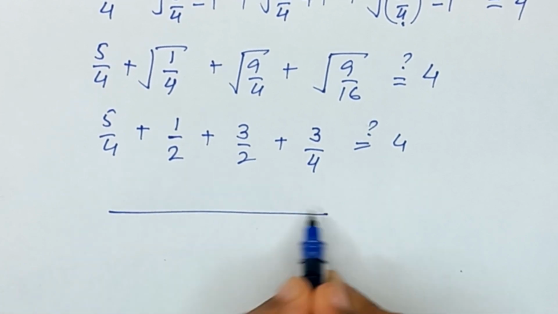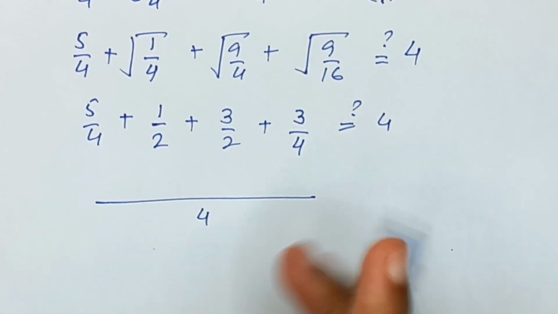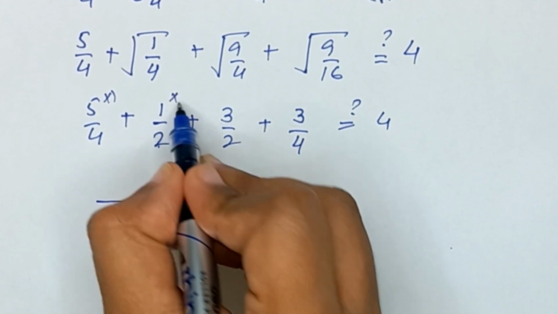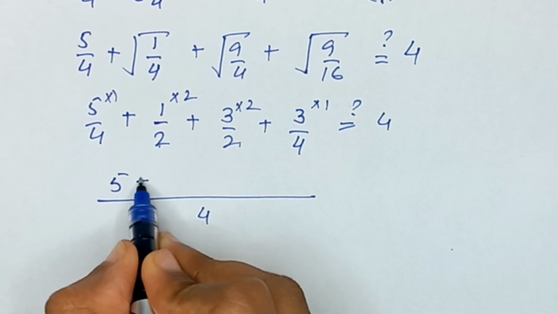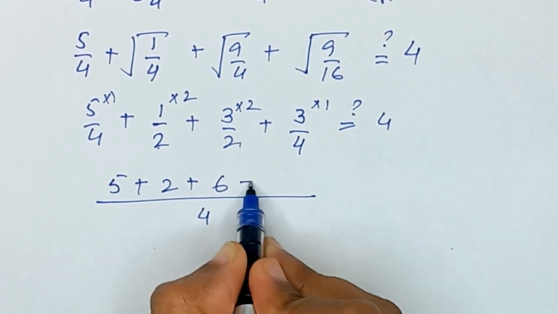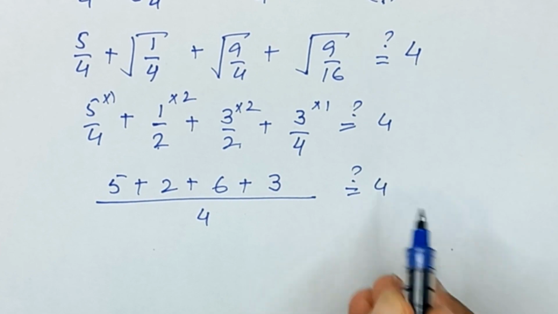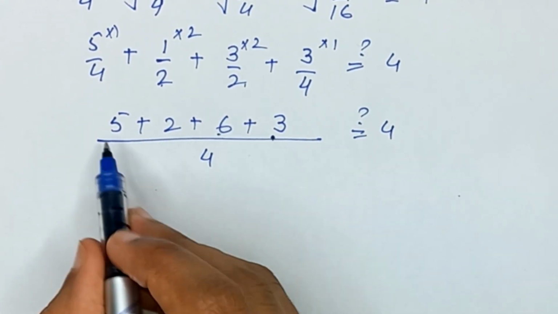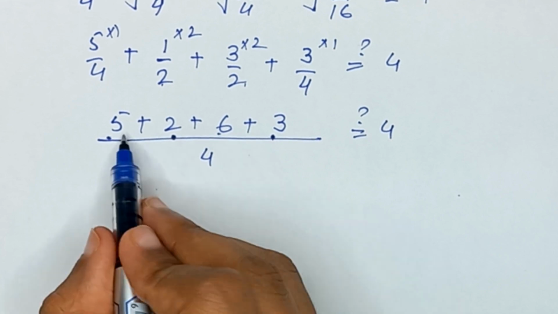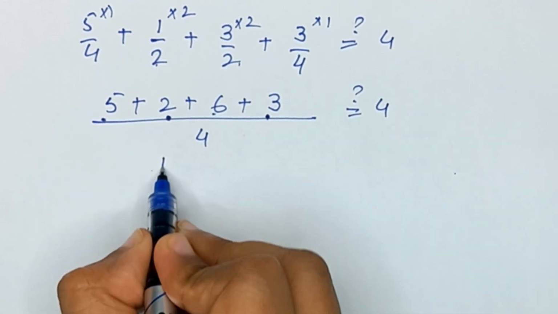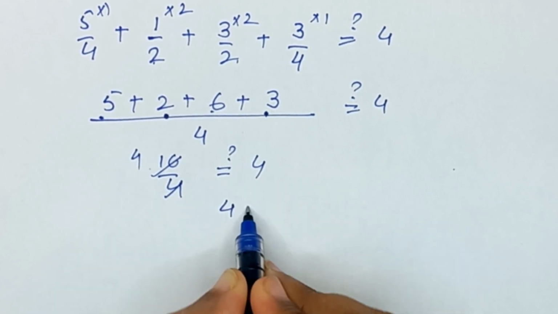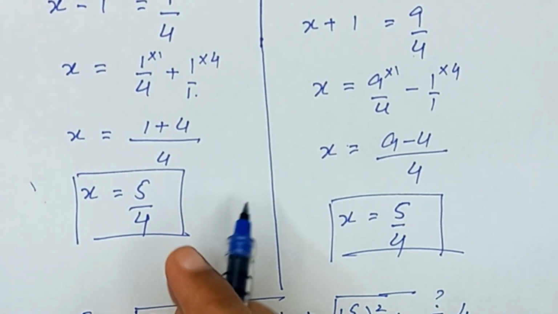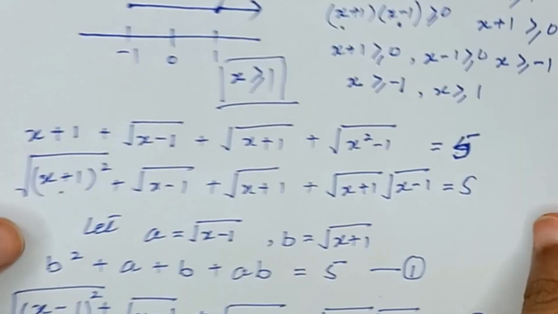Now LCM of 4 and 2 is 4. So it will become 4 1 time, 2 2 times 4 and 4 1 time 4. So 5 plus 1 2 times 2, 3 2 times 6 and 3 1 time 3. 6 plus 3 is 9 and 5 plus 2 is 7. So 9 plus 7 is equal to 16 divided by 4. So it will become 4 is equal to 4. It means the value of x is equal to 5 divided by 4 satisfies our given equation.